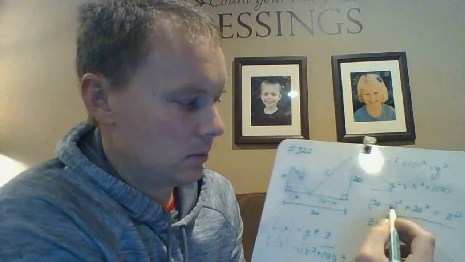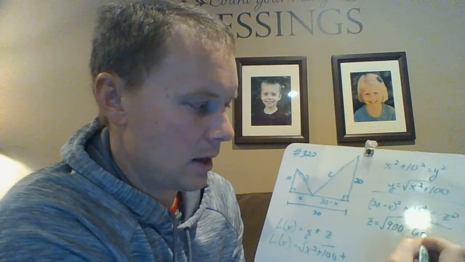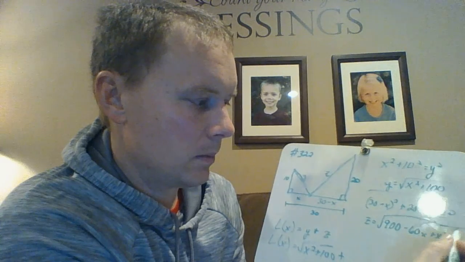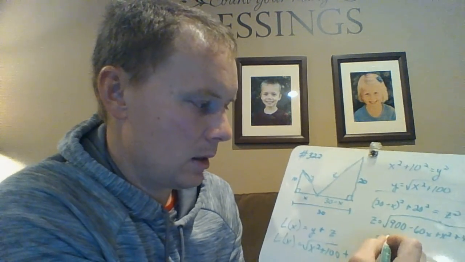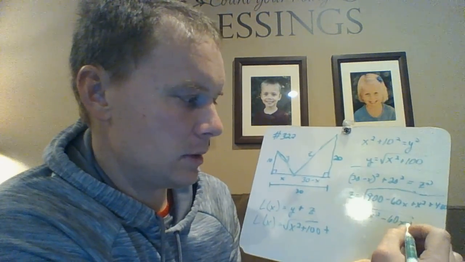And we can do a little multiplying out here. If I take this binomial squared, I get 900 minus 60x plus x squared, and then plus 20 squared, which is 400. So that whole thing is the square root of x squared minus 60x plus 1300.